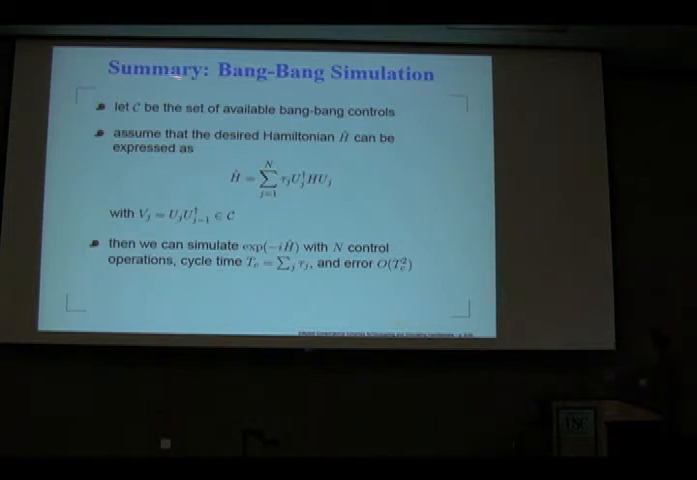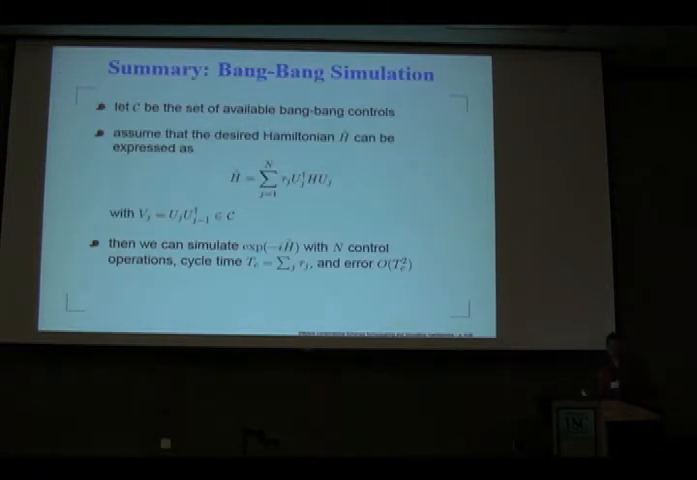Okay, so let's move to summary of bang-bang simulation. Let 𝒞 be the set of available bang-bang controls and assume that the desired Hamiltonian H tilde can be expressed in this form. Here we conjugate the natural Hamiltonian H, and here we have these factors tau j. Let's assume that this here is an element of the control set. Then we can simulate this time evolution for time t under the desired Hamiltonian H tilde, with n control operations, cycle time t_c, and error O(t_c squared).